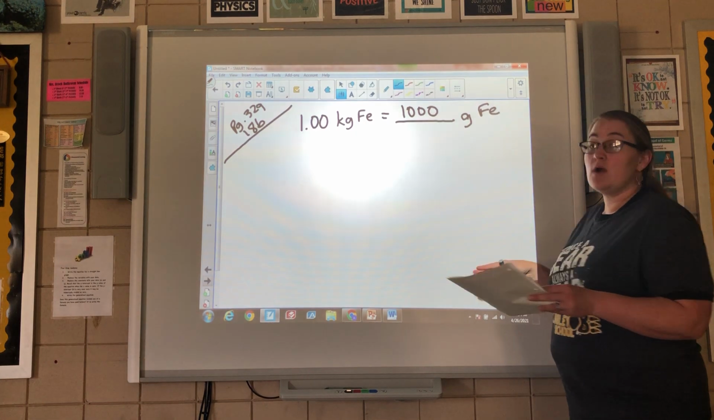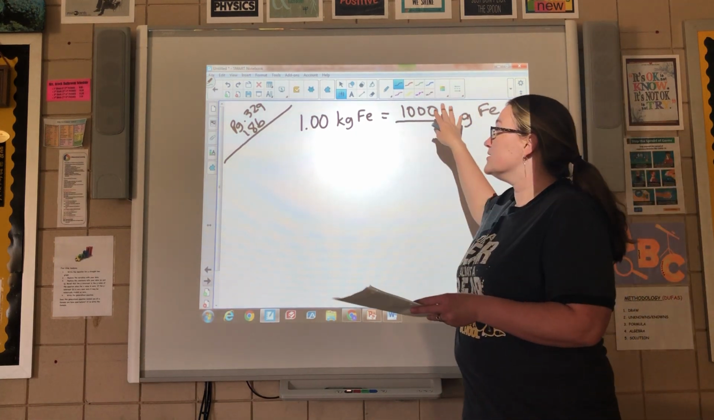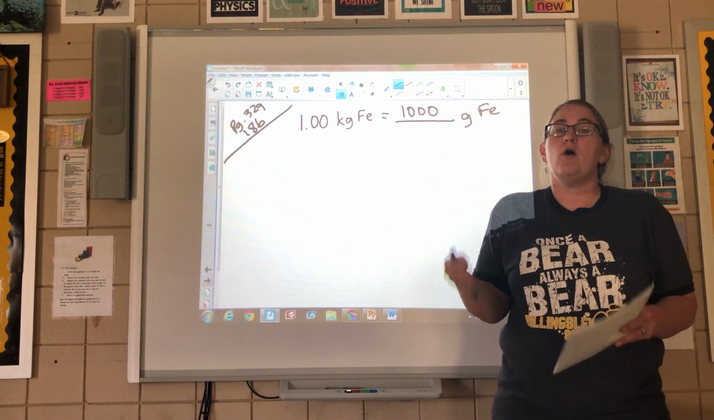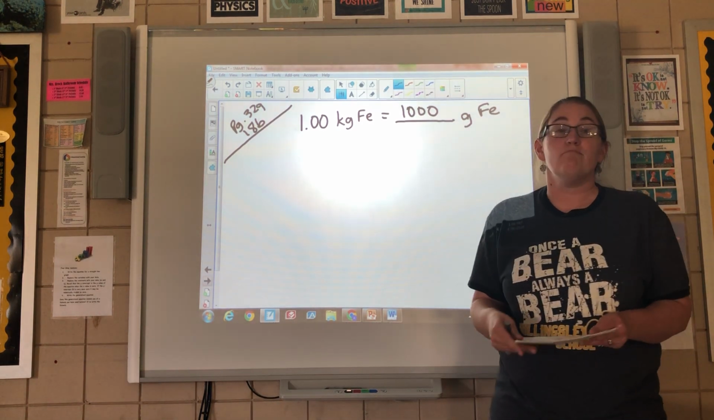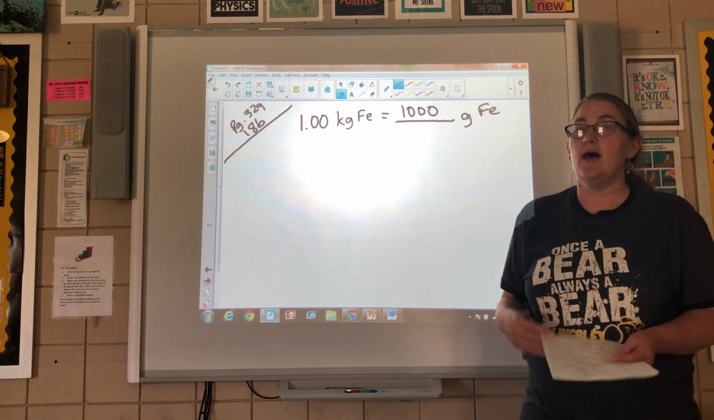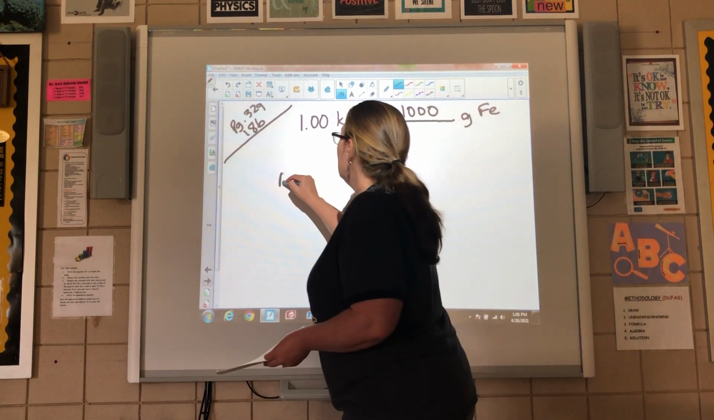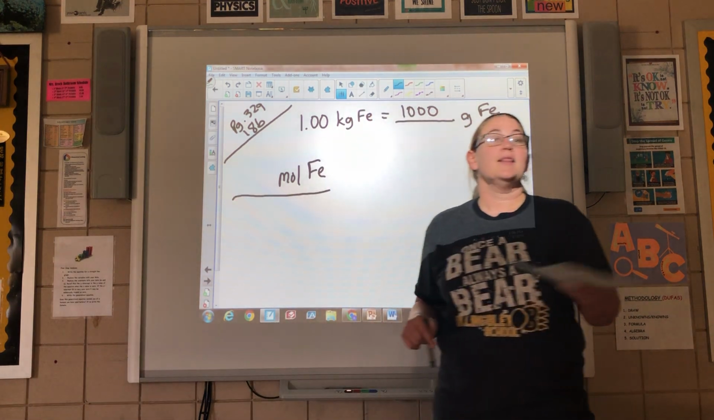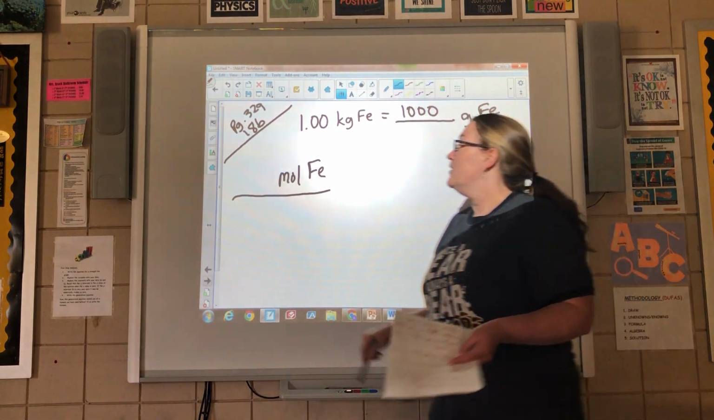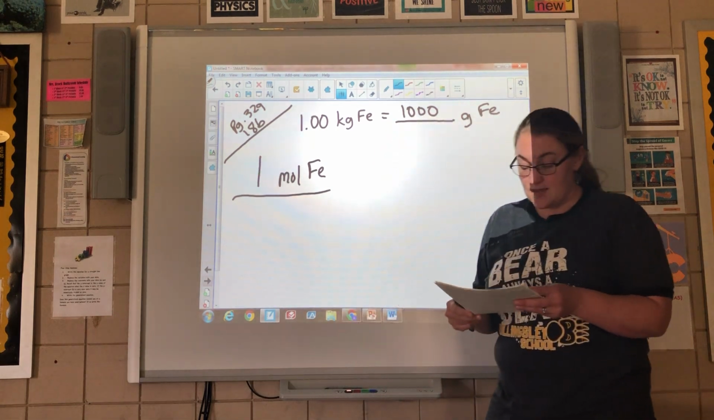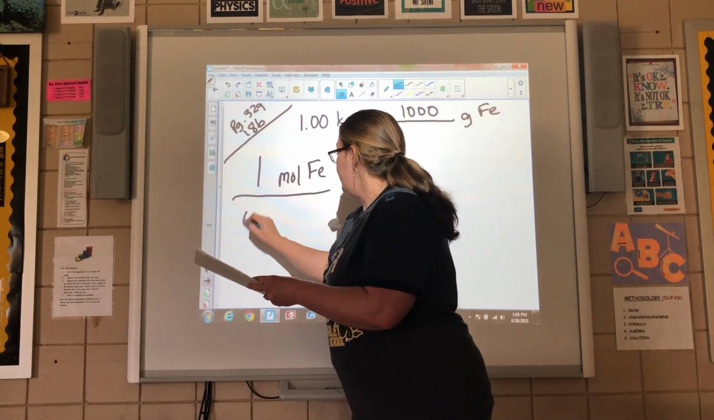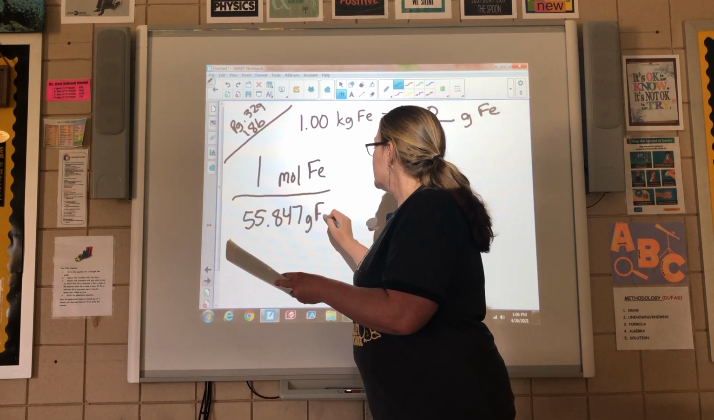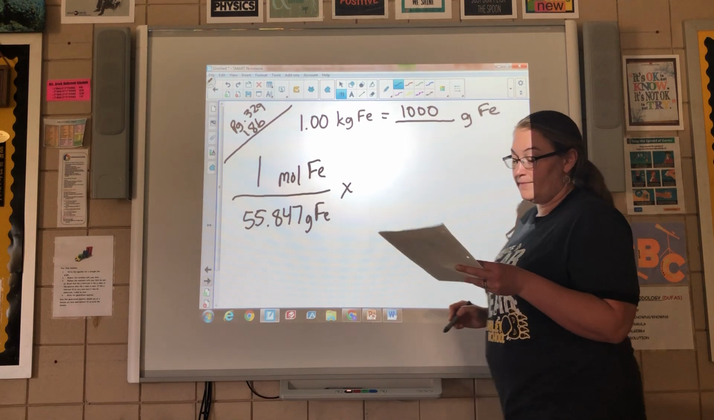All right, so now we can work. We've got something we can work with. It's in the unit we need. And remember what we're finding. Always ask yourself, what am I finding? You're finding moles. So what do I need on top? I need moles on top. Moles of Fe. What do I know about that? Let me look at that periodic table. I know that in 1 mole of Fe, there is 55.847 grams of Fe, or iron.